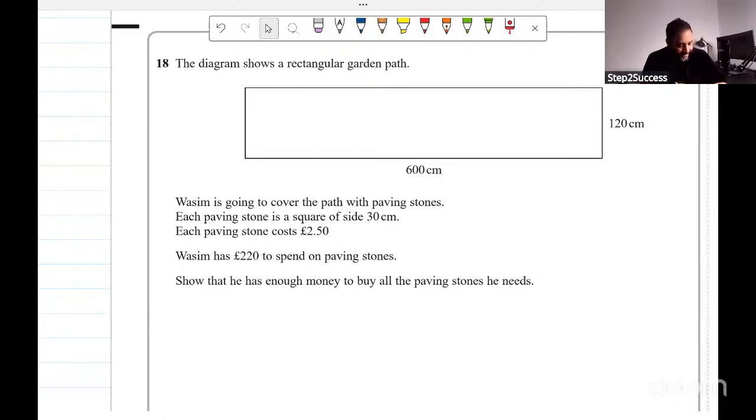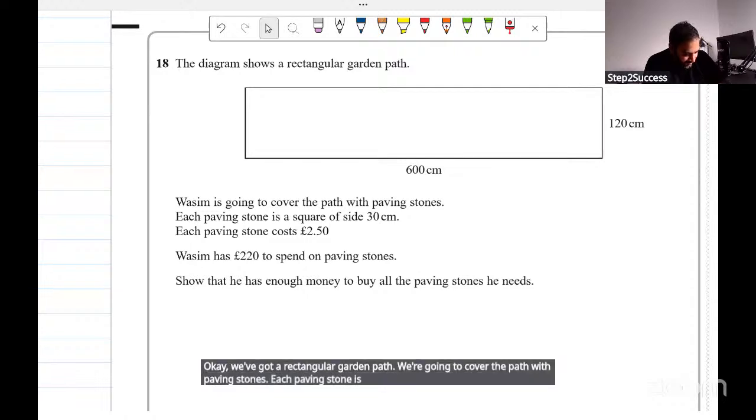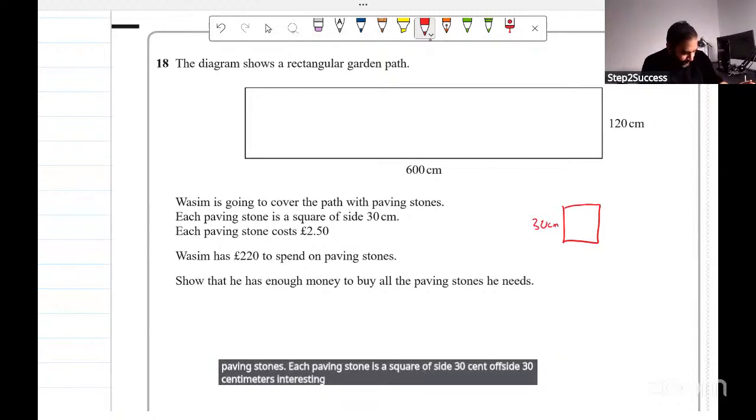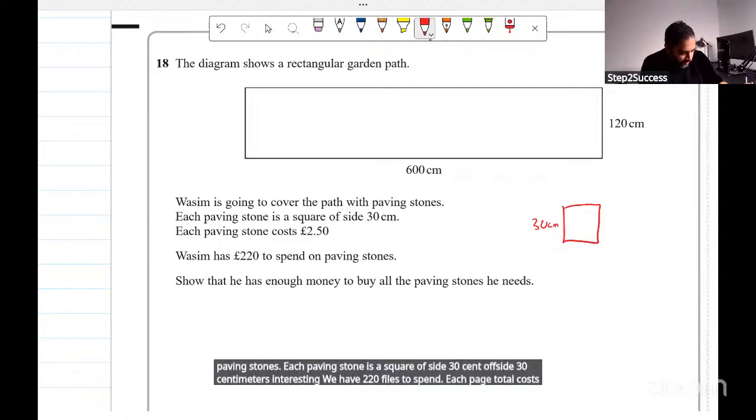Okay, we've got a rectangular garden path. We're going to cover the path with paving stones. Each paving stone is a square of side 30 centimeters. Interesting. We have £220 to spend. Each paving stone costs £2.50. Show that he has enough money.